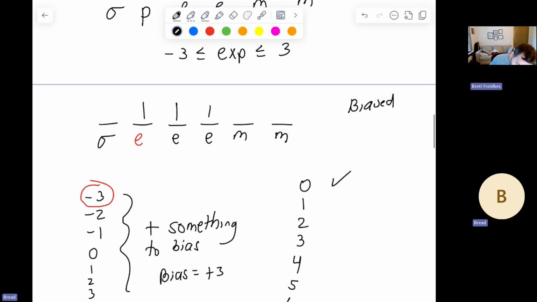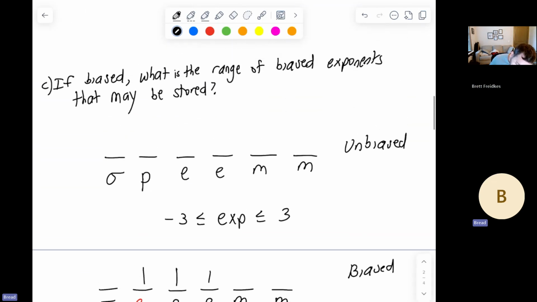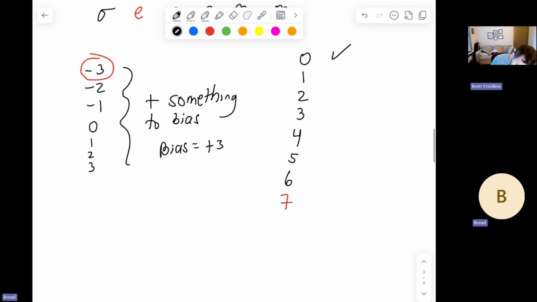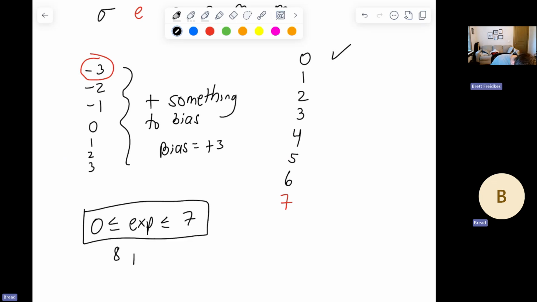So the question was, what's the range of biased exponents? The range of biased exponents is going to be 0 to 7. This is 8 possible combinations or exponents, as opposed to 7 before. That's the benefit of biasing.